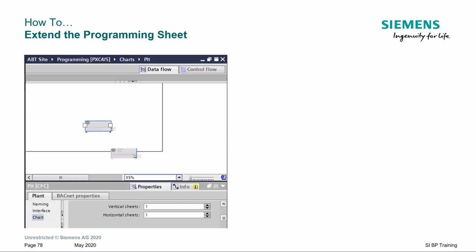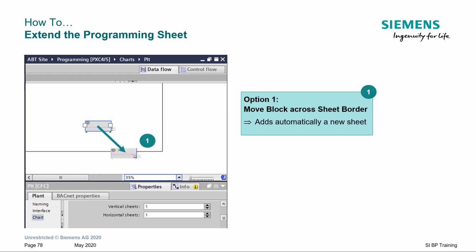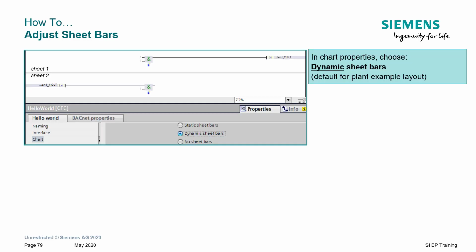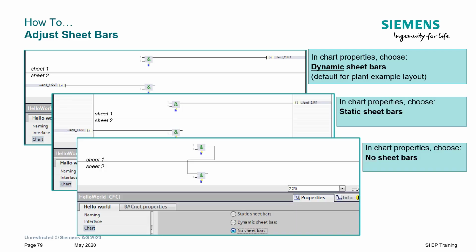When required, the programming sheet can be extended by moving a block across the sheet border or specifying the number of sheets required in the chart properties. It is possible to have different types of sheet bars. You can choose between dynamic, static or no sheet bars.